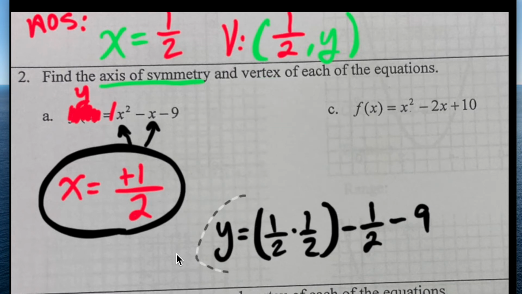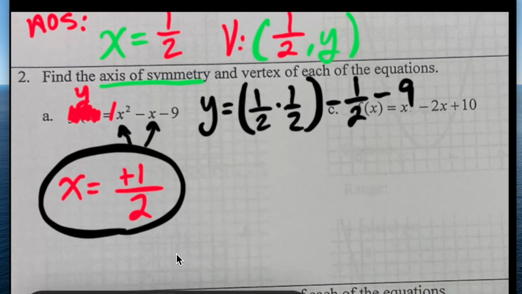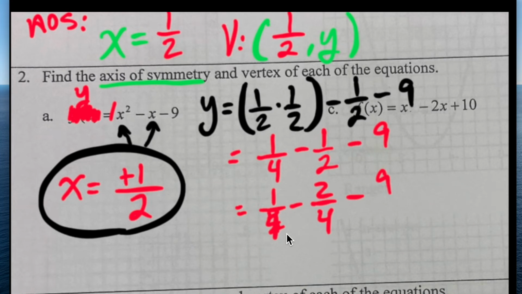Apologize for the delay. All right, we're trying to figure out the y value of the vertex. So 1/2 times 1/2 is going to equal 1/4 minus 1/2 minus 9. Okay, we cannot subtract 1/4 minus 1/2 because the denominators are not the same. So we are going to change 1/2 into 2/4 minus 9. I'm sorry, this should be 4, I apologize. 1/4 minus 2/4 is going to be negative 1/4.